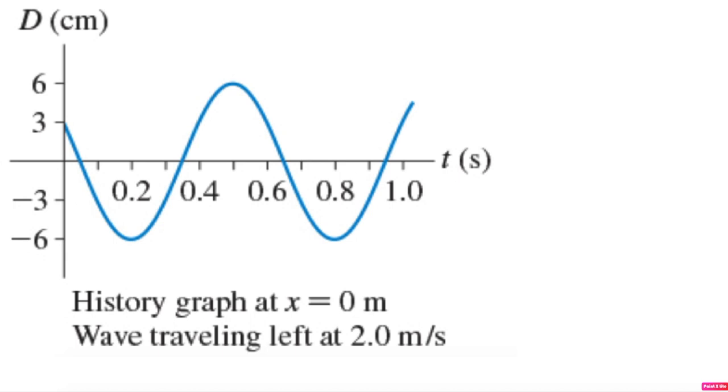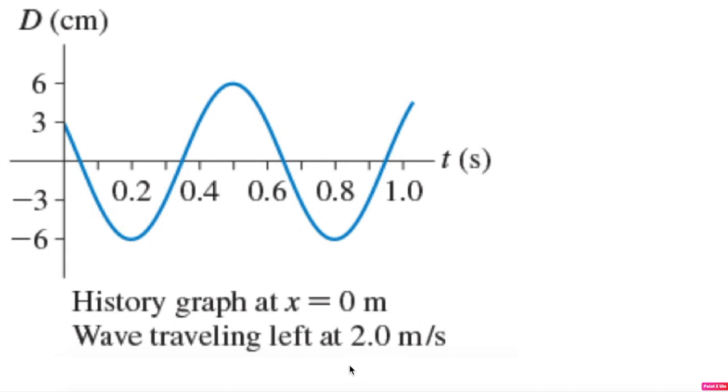Hello, my name is Asher, and this is an explanation on how to solve homework problem 16.14. We are given a picture of a history graph of a wave at x equals 0 meters. The wave is stated as traveling left at 2.0 meters per second.